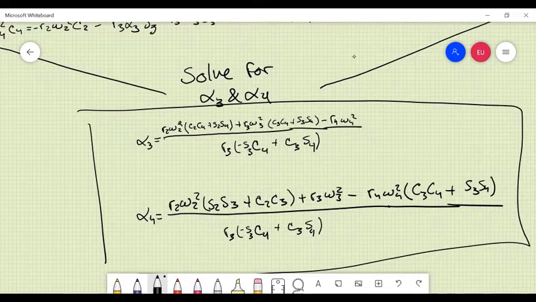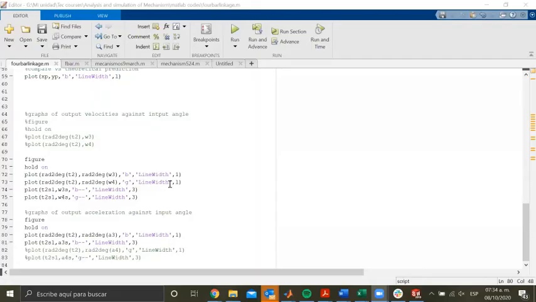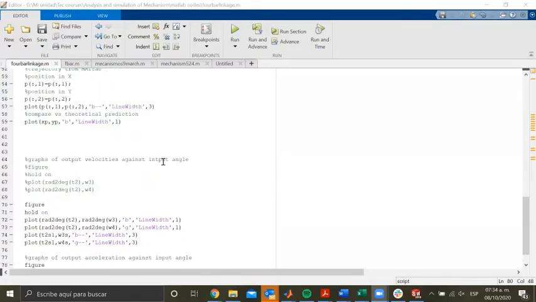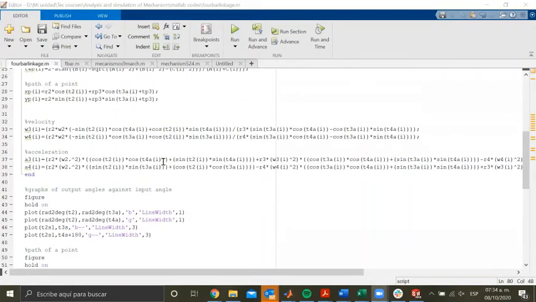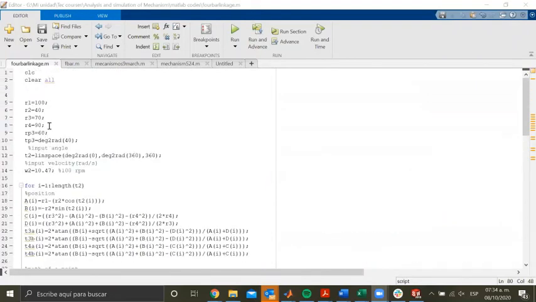So let me show you some cool stuff. As always, there's something cool after the equations. This is the code I've been showing you for a couple of weeks already. So I have lengths of the links. This is also created to trace the path in a triangular link. But right now I'm not doing that. I just want to calculate the accelerations. I have the input angle and I have the input velocity.